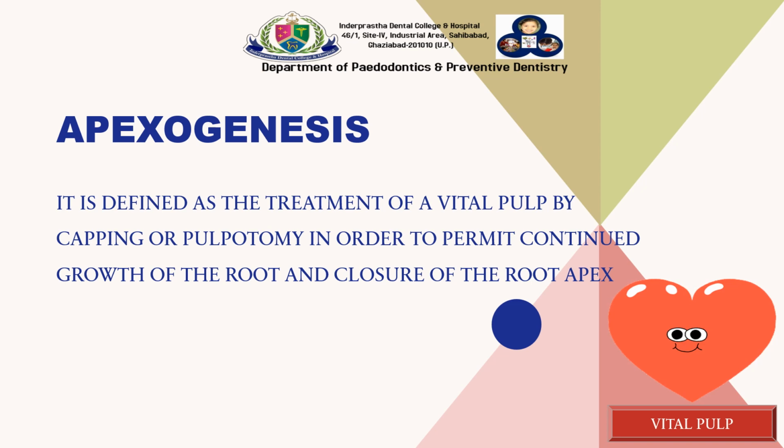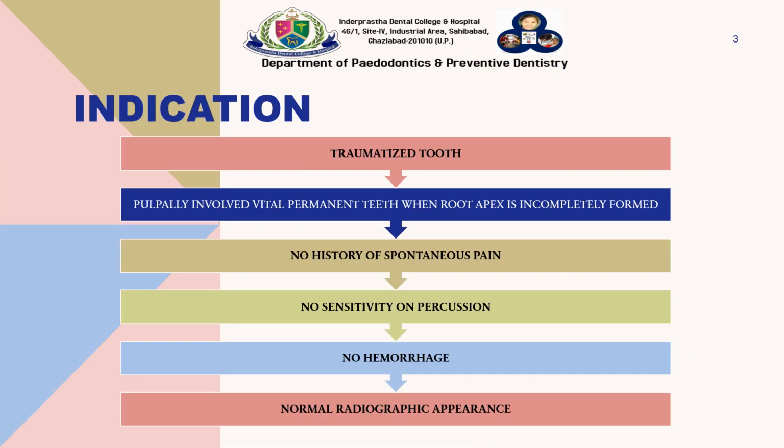First, apexogenesis. Apex means base, genesis means growth, that is, growth of the apex. So it is defined as the treatment of a vital pulp by capping or pulpotomy in order to permit continued growth of the root and closure of the root apex. That is, proper growth of the apex by different treatments, for example, direct pulp capping, indirect pulp capping, or pulpotomy. So in this, it is very important to maintain the integrity of the radicular pulp so that the proper growth of the apex should take place.